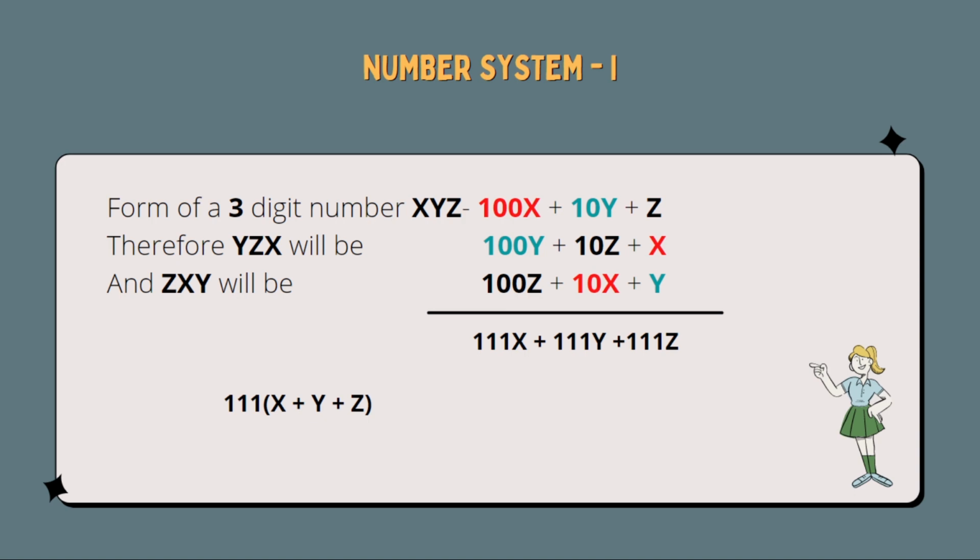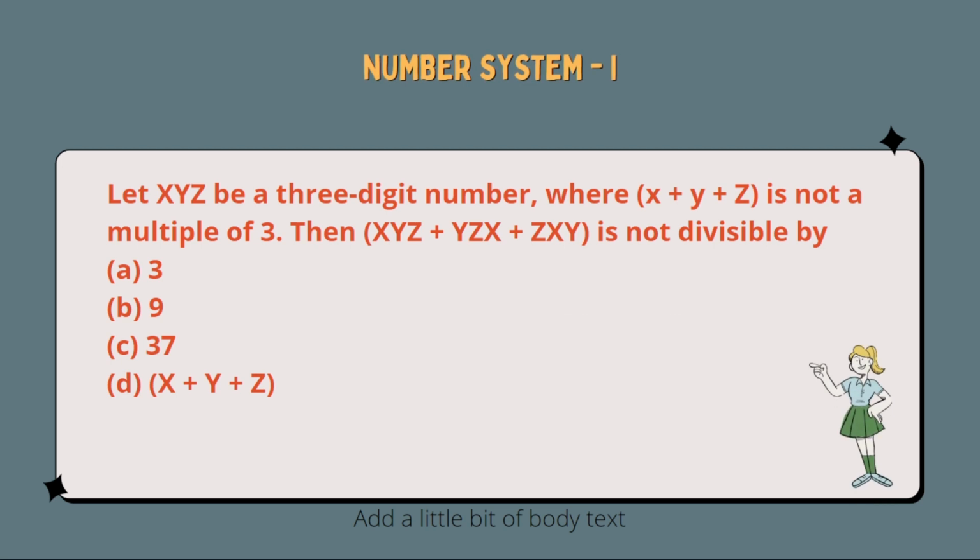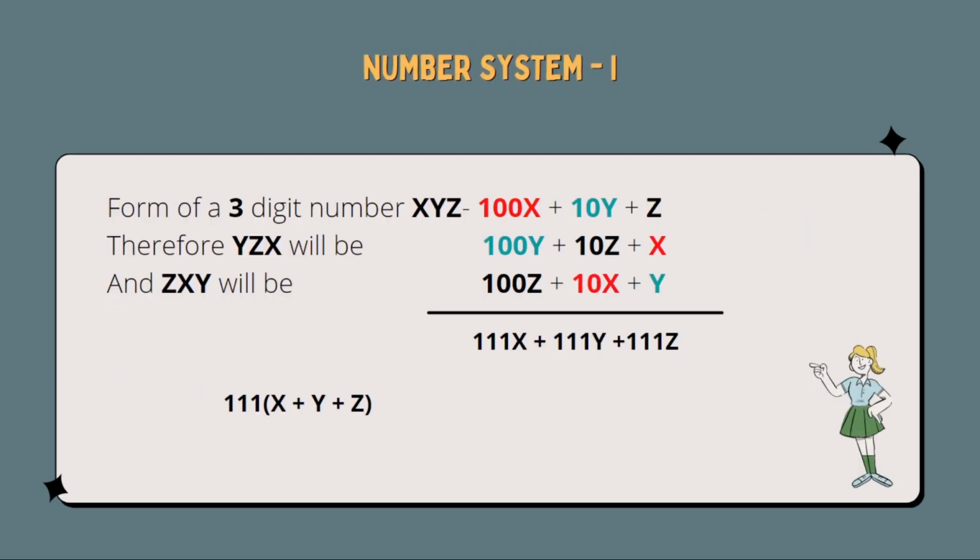Now add all the three numbers because this is what is given in the question. Take a look here: xyz plus yzx plus zxy. We are just simply going to add these numbers. So we will find 111x plus 111y plus 111z. Now we take 111 common, so we have 111 times (x plus y plus z).